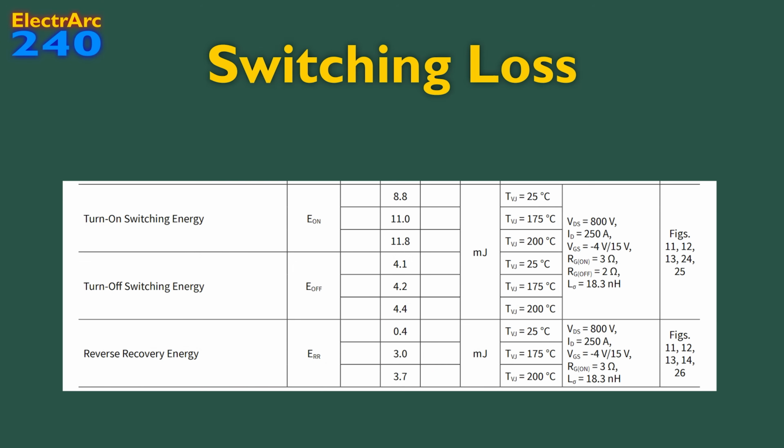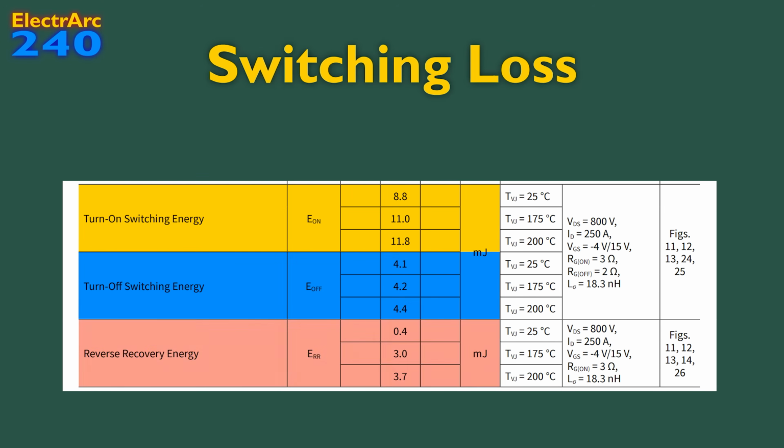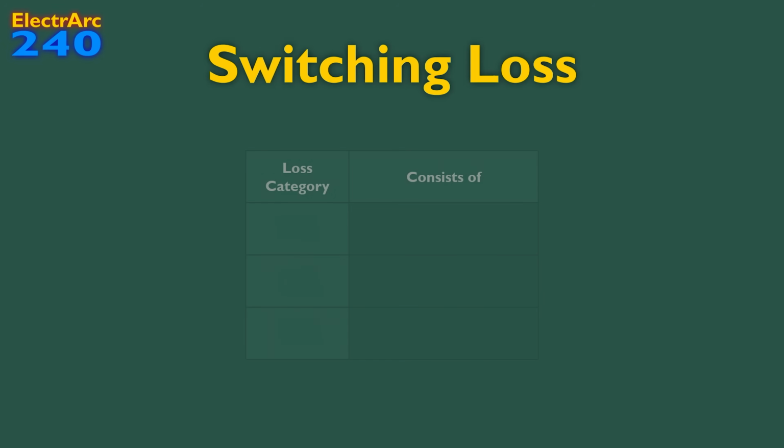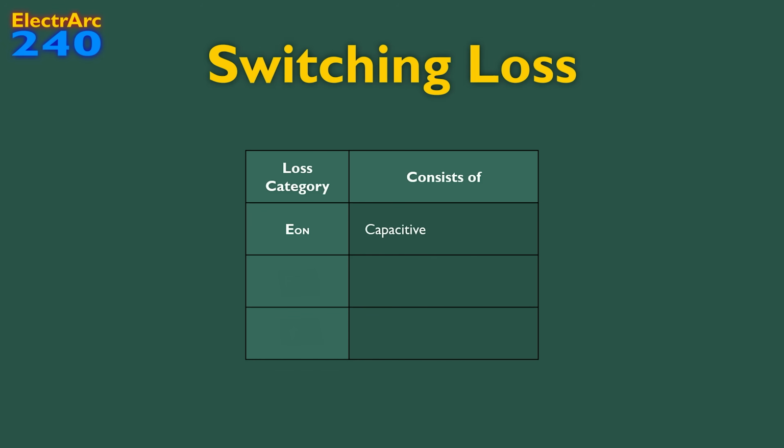Device datasheets normally combine these into 3 quantities: E on, E off, and E RR, each representing the amount of energy dissipated when switching at a certain operating point. E on is made up of the capacitive loss and some overlap loss. E off represents inductive loss and some more overlap loss. And E RR is simply the reverse recovery loss.